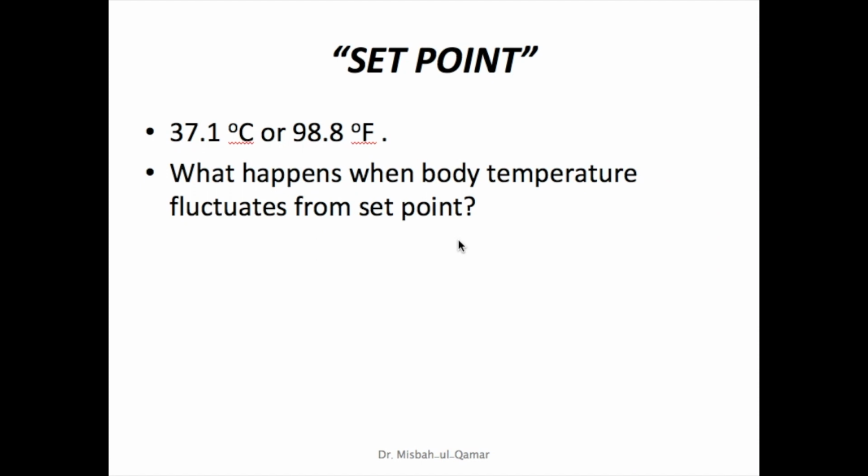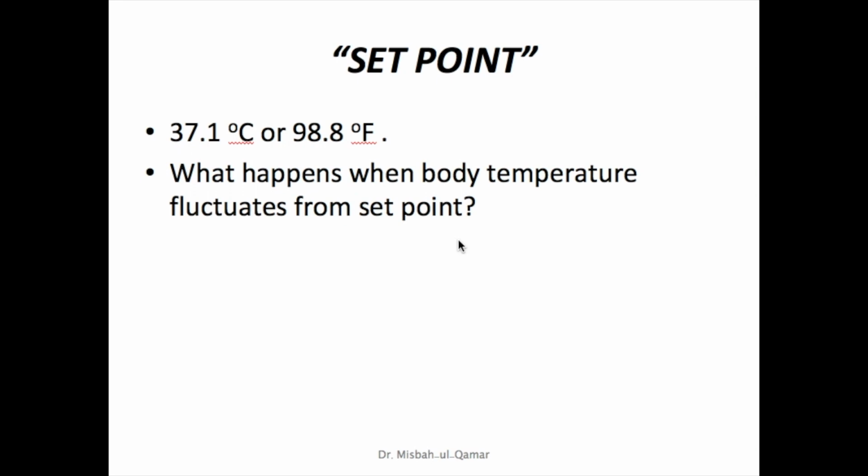Now, I will introduce you to a very important concept of set point for temperature control. The body core temperature is maintained at 37.1 degree centigrade or 98.8 degree Fahrenheit. This temperature is called the set point of temperature control system. So, what happens when the body temperature fluctuates from set point?